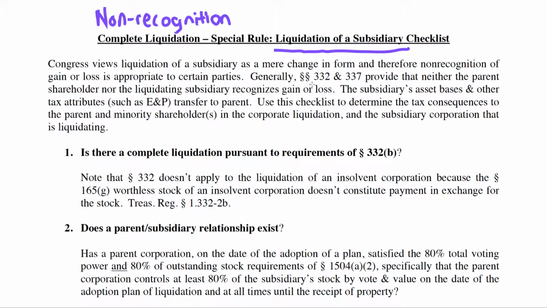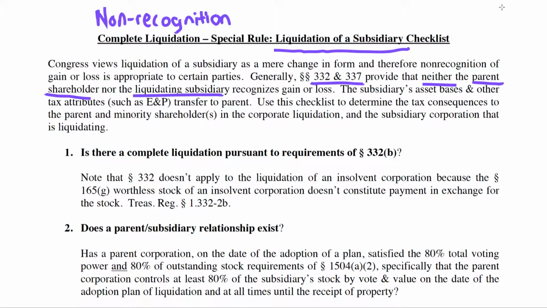So these are found in Section 332 and 337. 332, the actual non-recognition rule. 337 is the corresponding basis rule that defers the gain or loss, provides that neither the parent shareholder nor the liquidating subsidiary, okay, those are important. So neither the parent shareholder nor the liquidating subsidiary recognizes gain or loss.